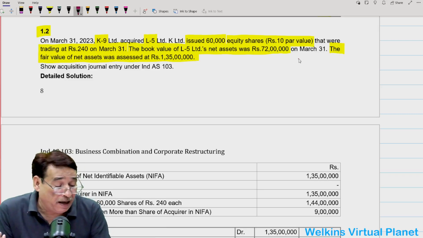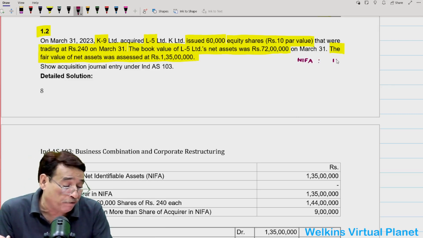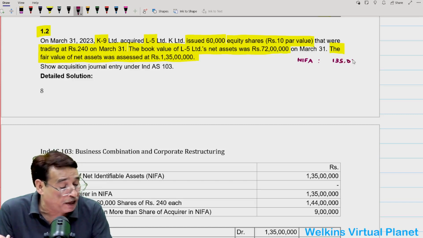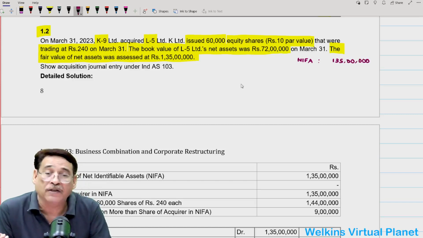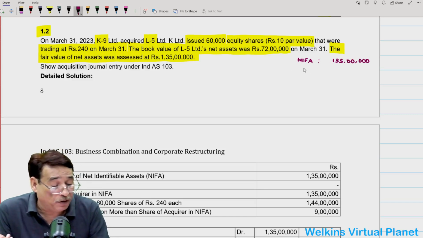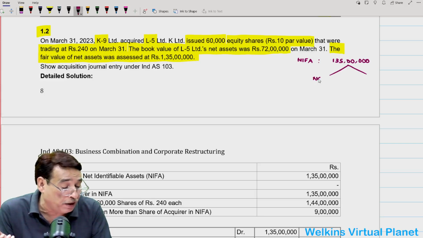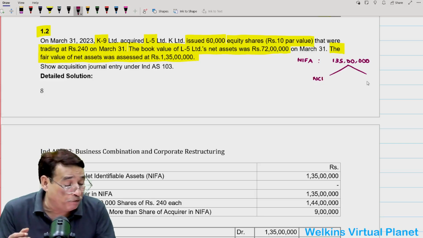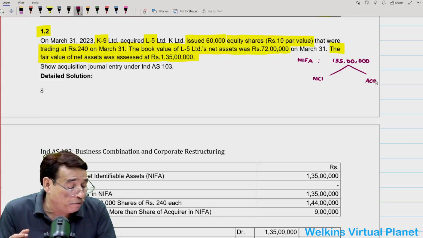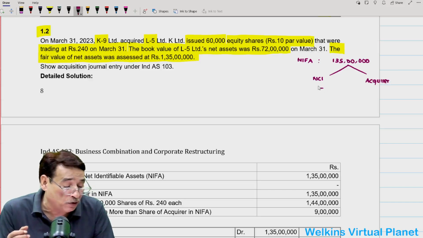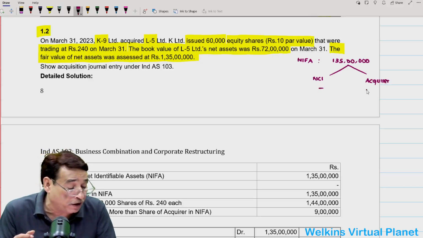So similar to the last question, first of all, I will note down the net identifiable asset on the date of acquisition, which in this case, because we have to note down the fair value, so I will write here 135 lakh. This is the fair value of net identifiable asset. Correct? And from here on, I am going to bifurcate it into two parts: what proportion of the net asset belongs to NCI and what proportion belongs to the acquirer. Unfortunately, even in this question, you may say that there is no NCI, so nothing belongs to NCI. Entire amount 135 lakhs belongs to the acquirer company.